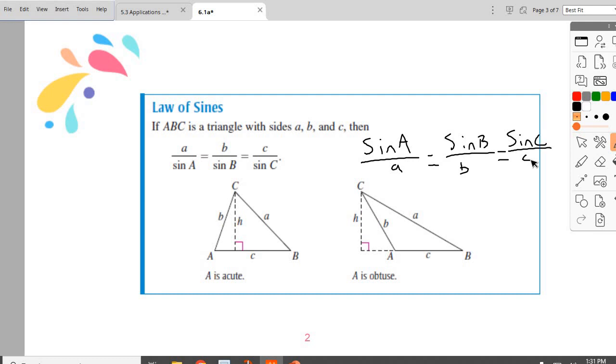3 ratios, but whenever we're solving things, we're just going to create an equation. So we're going to pick 2 of the ratios that we want to use. Basically, this is just telling us that all 3 of them are equivalent, so we can choose any 2 that we need to use, because they are all equal. Questions so far?